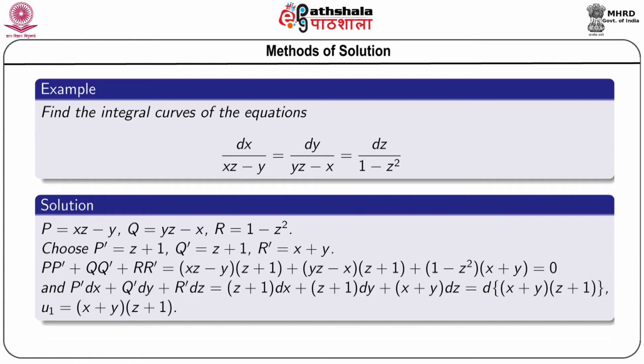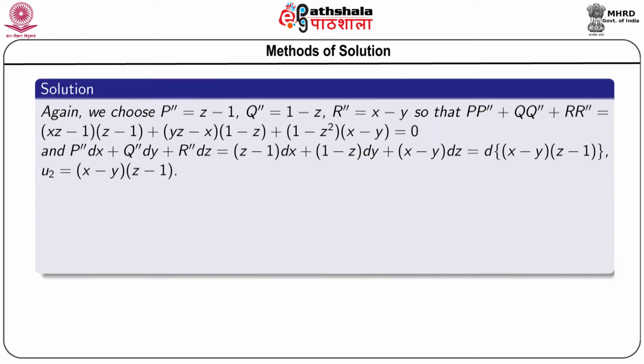So, with this choice of p dash, q dash, r dash, it becomes an exact differential, and that is written here. For this equation we get one integral curve, u1 equals x plus y into z plus 1. Now, to find the general solution of this equation, we need two integral curves. So, we again choose three functions p double dash, q double dash, r double dash in this way, and we also see that it satisfies the relation p double dash plus q double dash plus r double dash equals 0. Not only that, with this choice this quantity also becomes an exact differential. So, our second integral is u2 equals x minus y into z minus c.